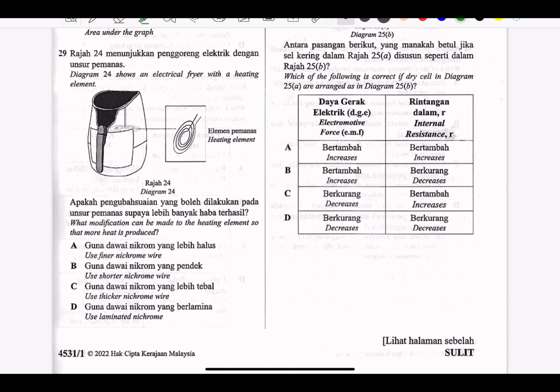Electrical fryer with a heating element. What modification can be made so that more heat is produced? Finer nichrome wire, shorter nichrome wire. So this is about the resistance. So the factors affecting the resistance: the length increase, resistance increase. And the thickness of the wire, the diameter.